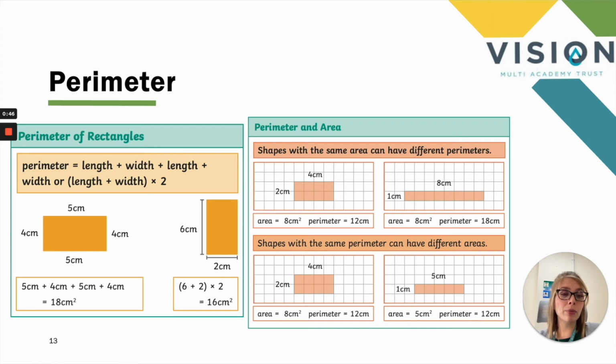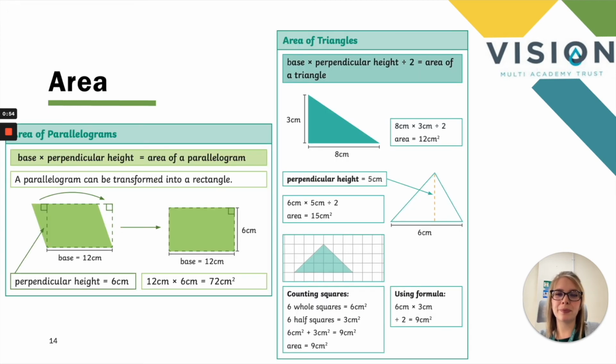Now it's important that we show that shapes with the same area can have different perimeter, and shapes with the same perimeter can have different areas. So it's important that when we're asked to work out perimeter and area, it needs to be done for each individual shape. So looking at area, we have looked at area previously, but now we're going to be looking at area of parallelograms and the area of triangles.